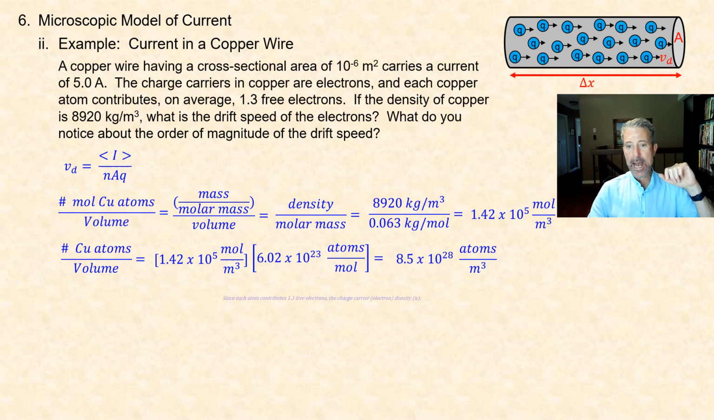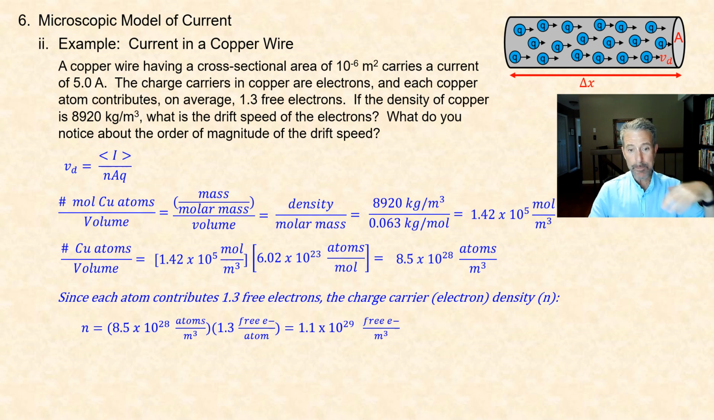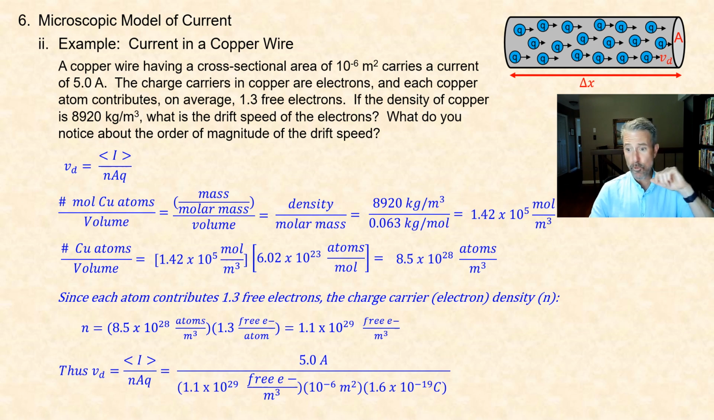From there we can now use the fact that each atom contributes 1.3 free electrons. We can then find the charge carrier electron density. If we've got 8.5 times 10 to the 28th atoms per cubic meter, and there's 1.3 free electrons per atom, simply by multiplying these two numbers we get the number of mobile charge carriers per cubic meter. That is the charge carrier density, 1.1 times 10 to the 29th. So now that we know N, it's simply a matter of plugging into our handy-dandy formula here for drift speed.